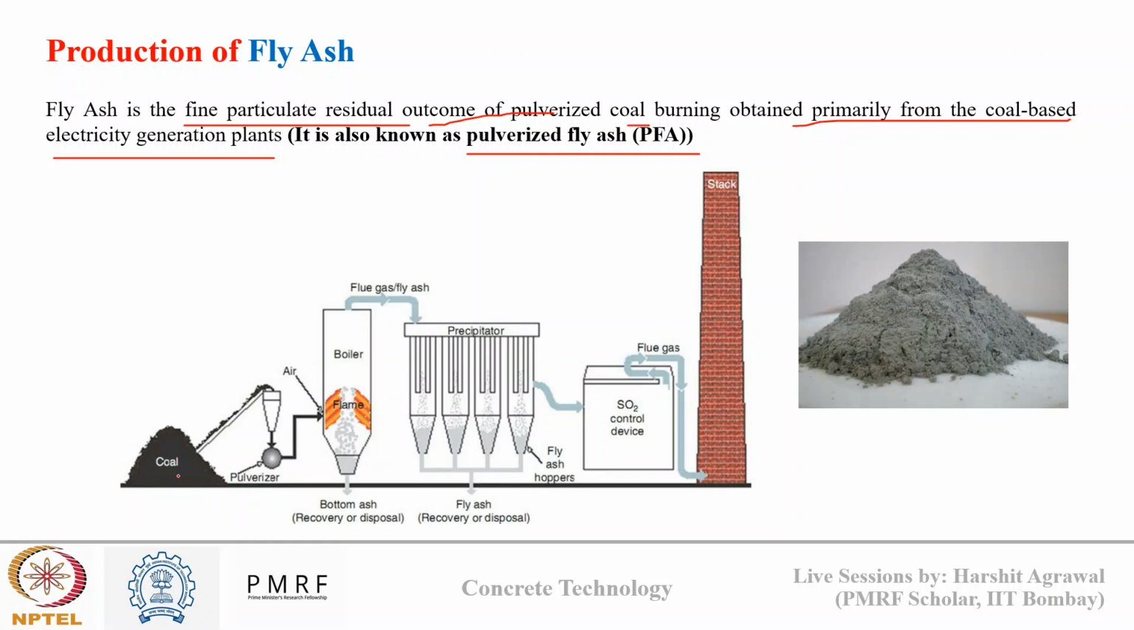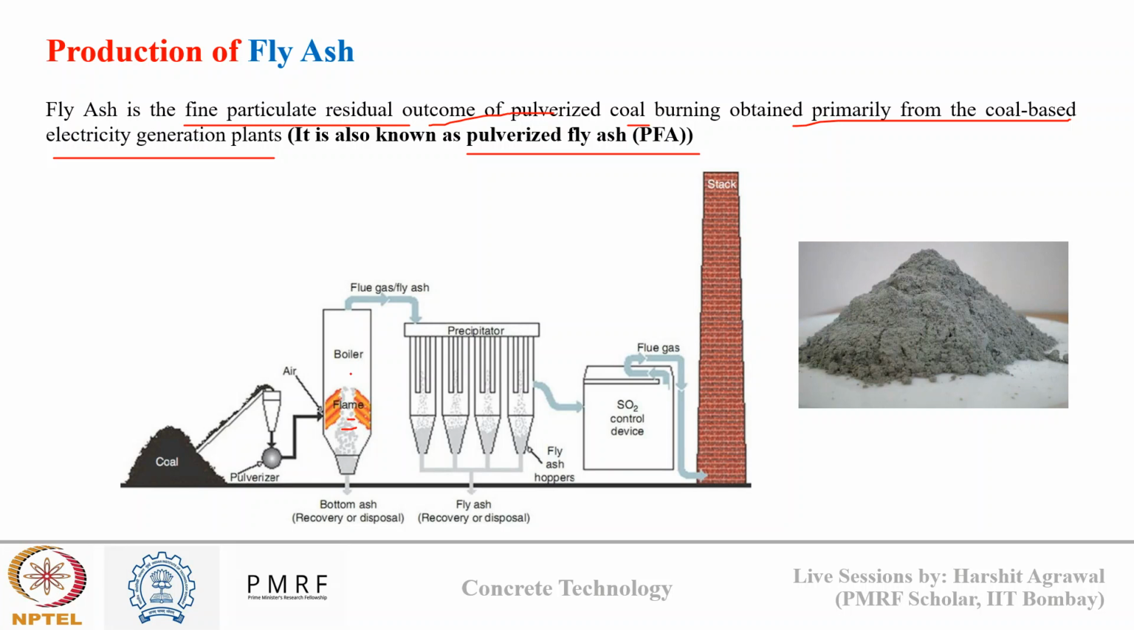So what happens? First, my coal is pulverized into fine powder. Okay, and they are burned in a boiler to produce heat for generating electricity. So here my coal is burned to produce heat. Now, during this combustion, what happens?